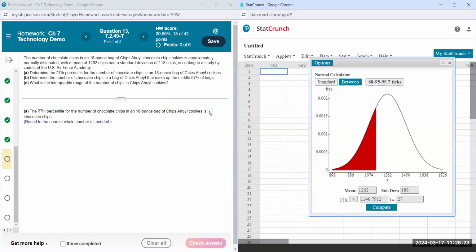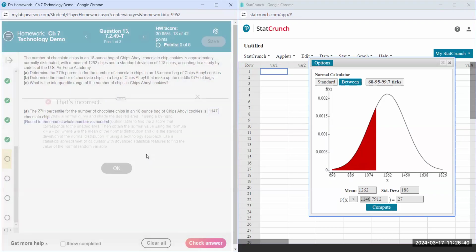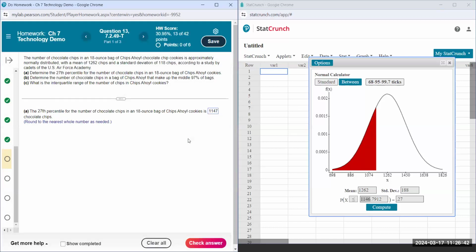And then round to the nearest whole number. So that's before the decimal place. Again, always look at the next digit to see if you're going to keep that number or bump it up. In my case, I have to round up. Let me see, 27.